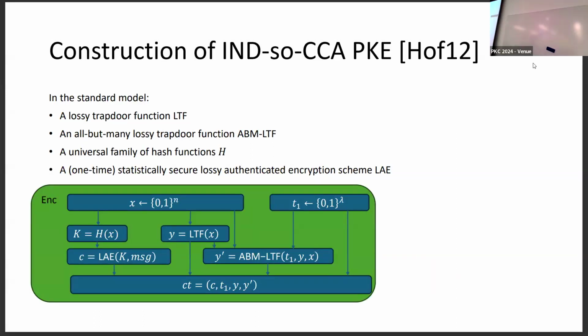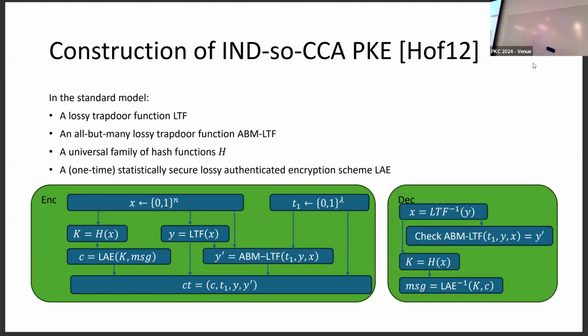Okay, my co-host insists I show you how this works. You have to go through this. So, it's basically hybrid encryption with a few more steps. We generate our random seed X, we hash it to get a key, then we encrypt with the lossy authenticated encryption scheme to get the actual payload. Now we use this random seed X and run it through the LTF to get some vector Y, which is going to be important. Y also goes into the ciphertext. Now we generate our initial tag part T1. We put Y, the random seed X, and T1 into an ABO-LTF and get our second output value Y prime. It goes into the ciphertext. It makes sense.